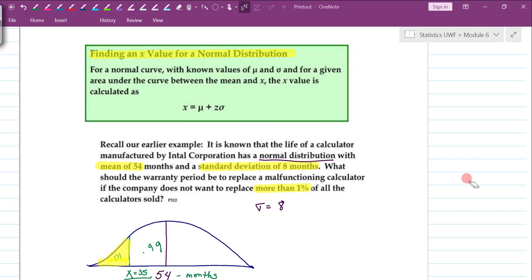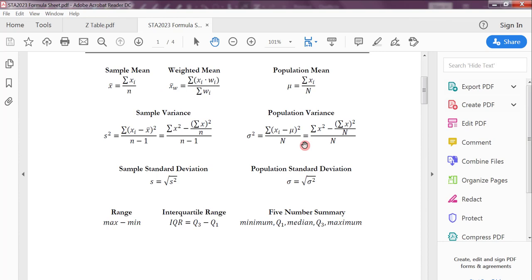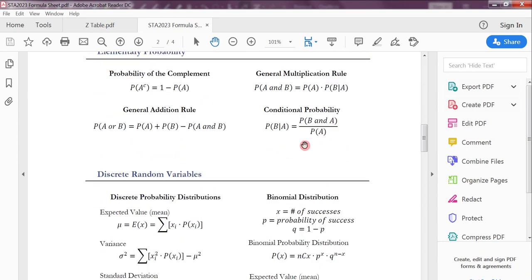I wanted to reintroduce very quickly the concept that we started on spring break, which was finding an x value for the normal distribution. For a normal distribution with the known values of mu and sigma, and for a given area under the curve between the mean and the x value, x is calculated as follows. Here is our formula, and if you pull up your formula sheet on page 2, you will see this same formula right here.